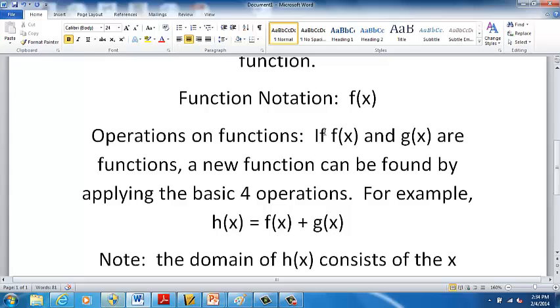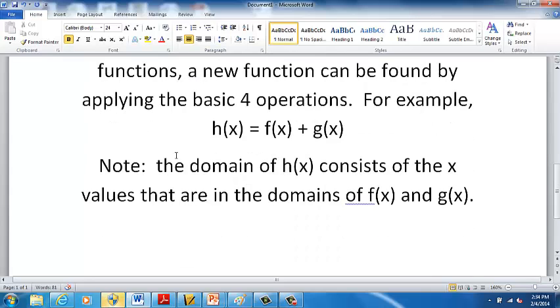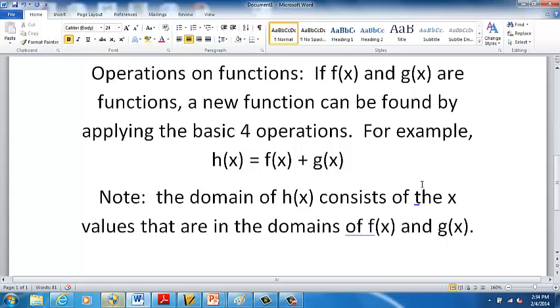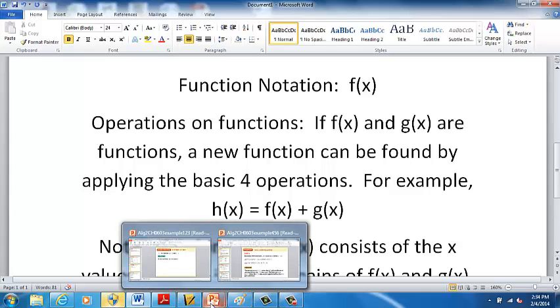Okay, operations on functions. If f of x and g of x are functions, a new function can be found by applying the basic four operations. So for example, a new function called h of x could be equal to f of x plus g of x. Okay, in that case, or in any of these cases, the domain of h of x would consist of the x values that are in the domains of f of x and g of x. All this is on page 428 in your textbook as well. Okay, so we're going to go through a couple quick PowerPoints here.